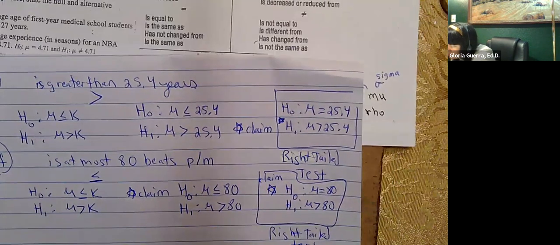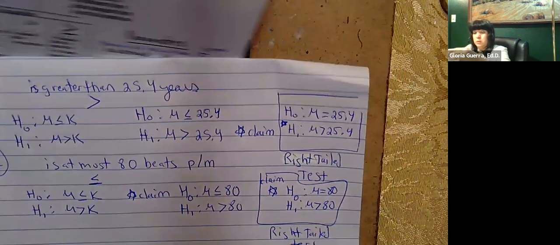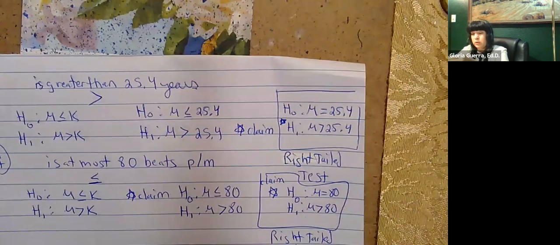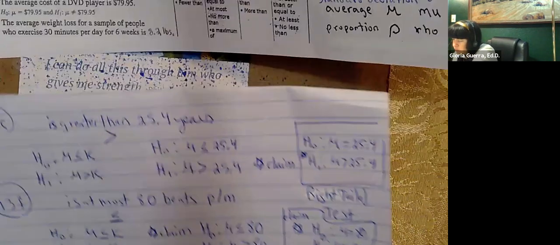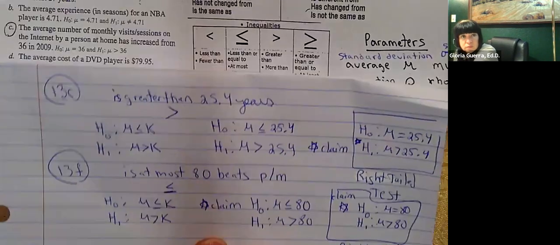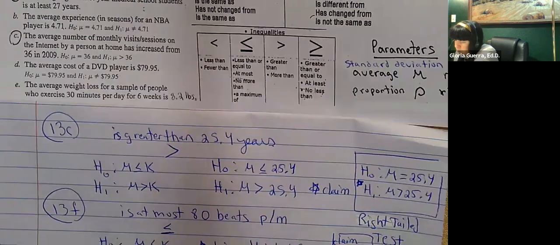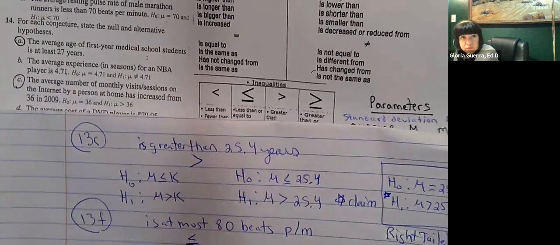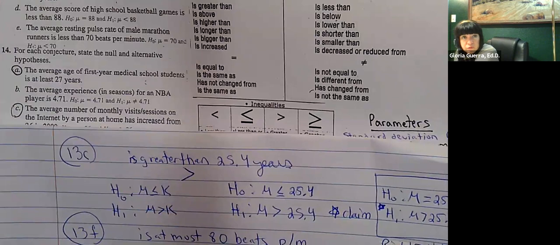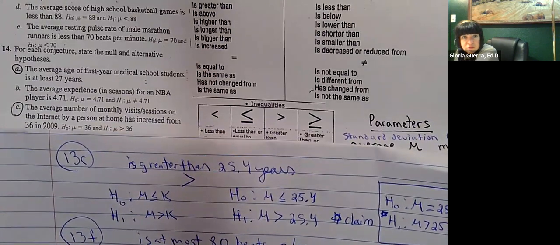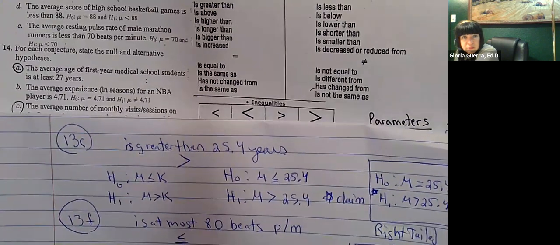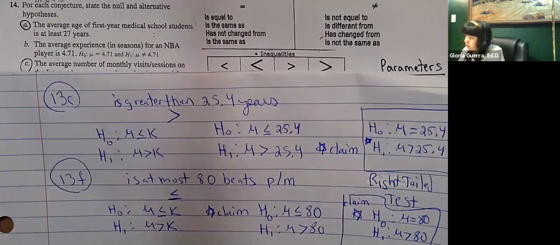Okay, two more problems. We're going to look at 14A and then 14C. So 14A says the average age of first year medical school students is at least 27. Okay, so that's 14A.